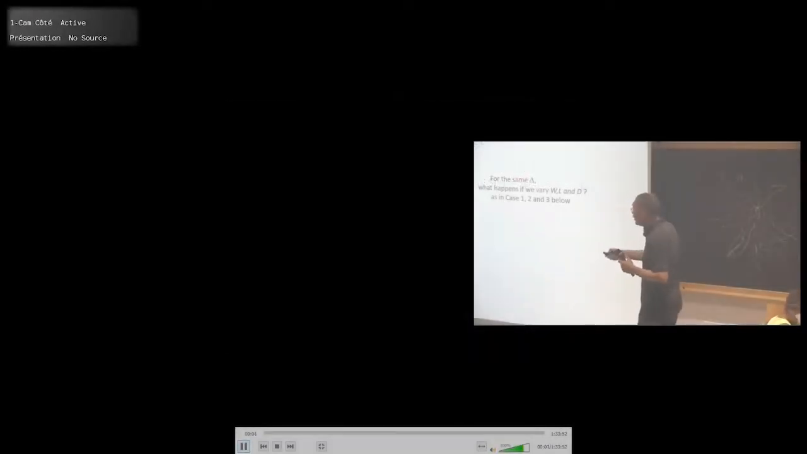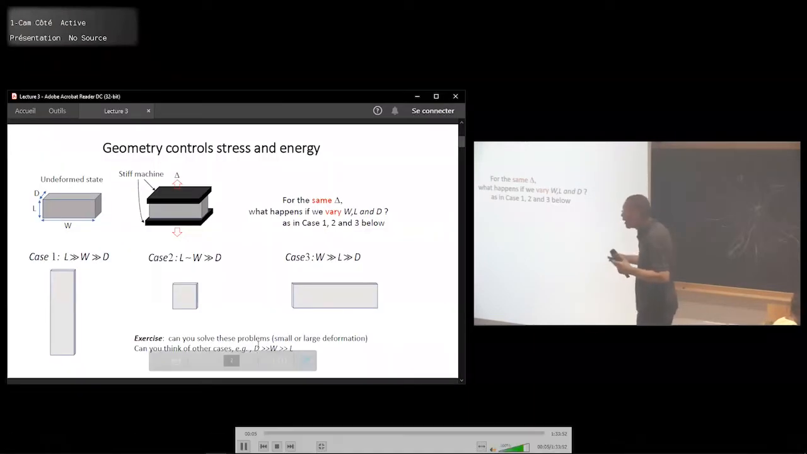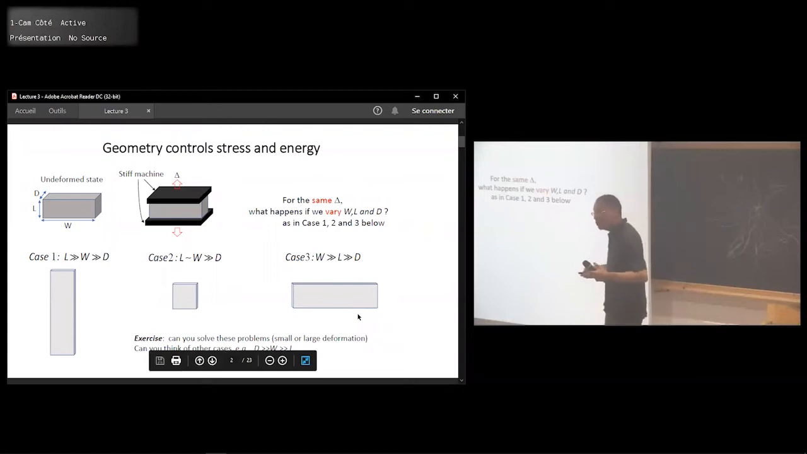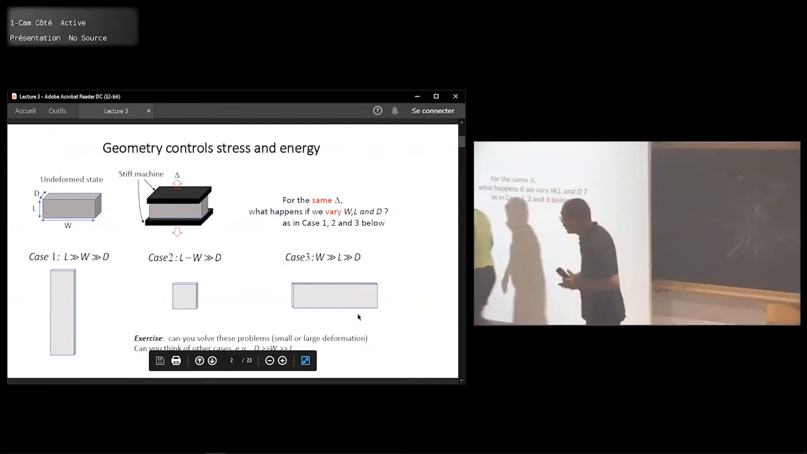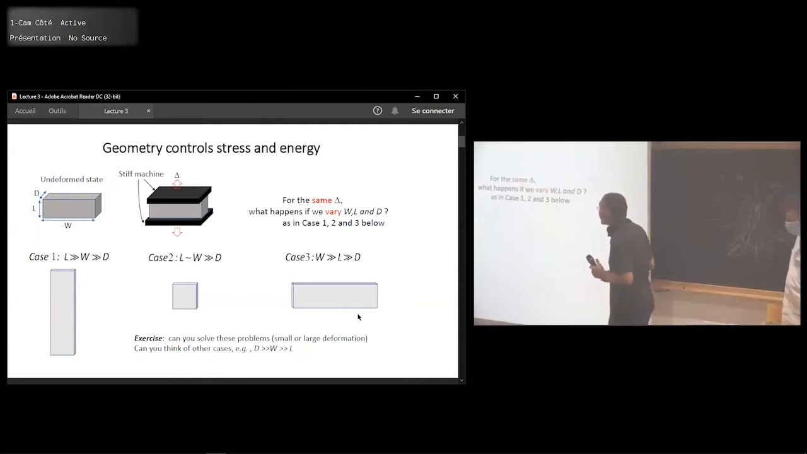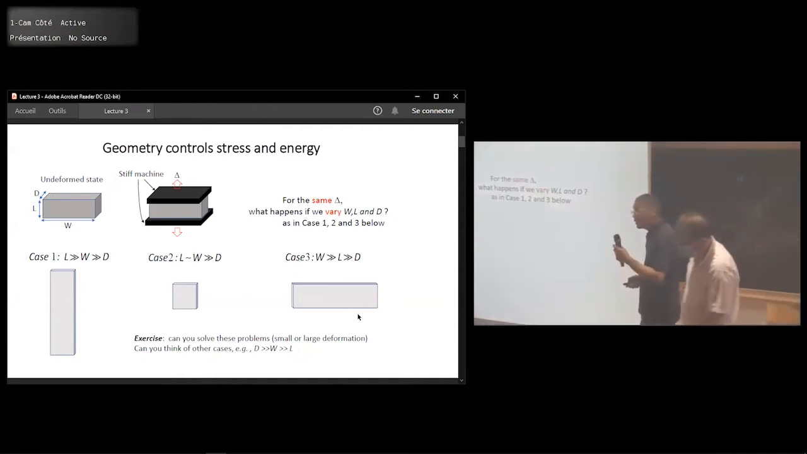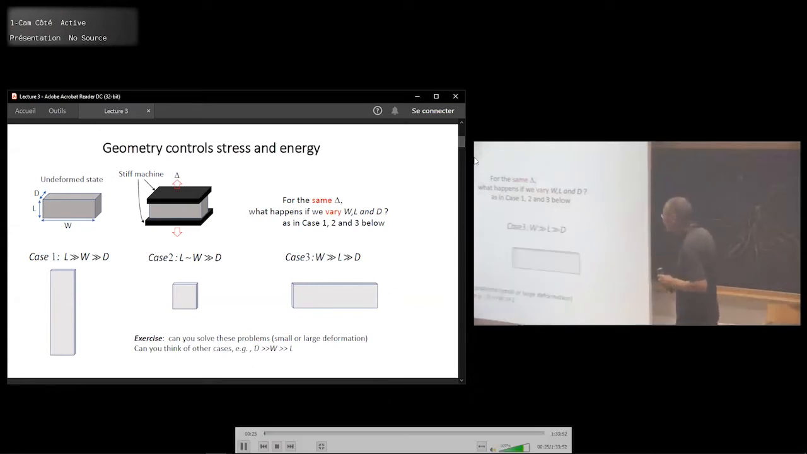What would happen if we vary the different aspect ratio of the block? This is a fairly simple problem, but surprisingly, there's no solution for any one of them if you want to do it carefully. So how can such a simple problem have no solution? Well, I'm going to go through the details, and then we go from there to understand that.